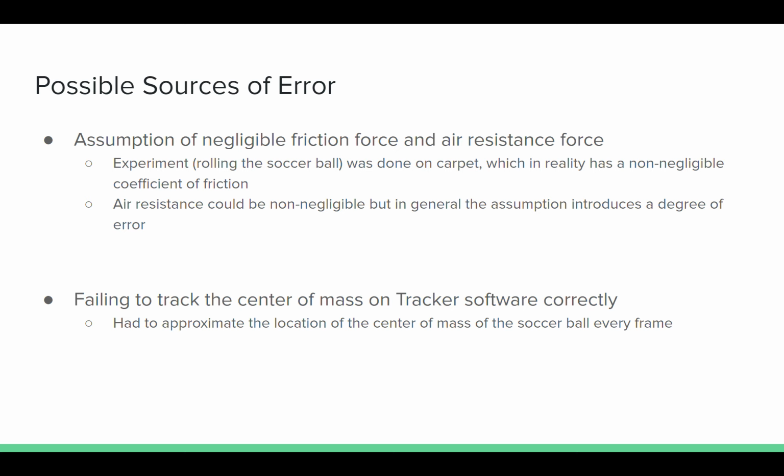Some possible sources of error. One huge source of error was the assumption of negligible friction force acting upon the ball, as well as air resistance. The experiment, rolling the soccer ball, was done on carpet, which in reality has a non-negligible coefficient of friction and will eventually slow the ball down to a velocity of 0. Another key part was that air resistance could be non-negligible, but we could not really determine this. But in general, the assumption introduces a degree of error.